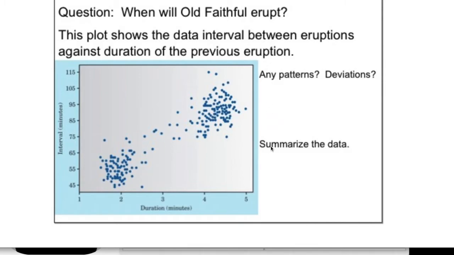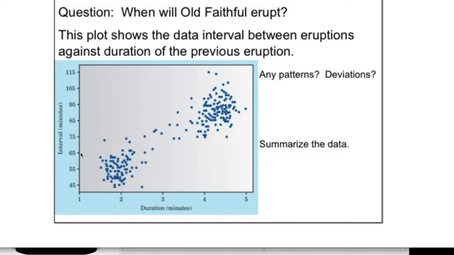I'm not necessarily going to write all of this down, but if we just talk about the data and any patterns that we see, it looks like as the duration gets longer, the interval in between gets longer. If you think about this, basically a geyser is something below the Earth's surface. It fills up with water, and at some point it gets full enough to the point where it explodes. So this makes sense, where if it only lasted 2 minutes, it's because there was less water in it.